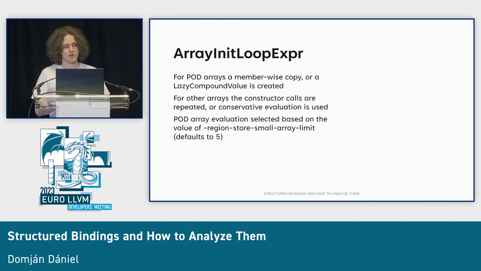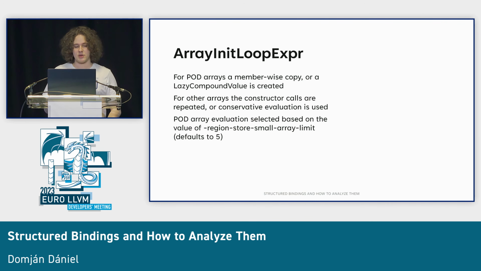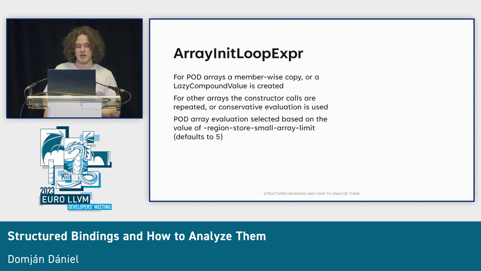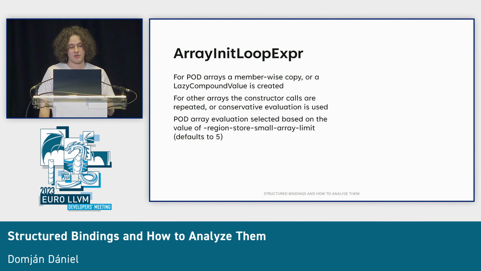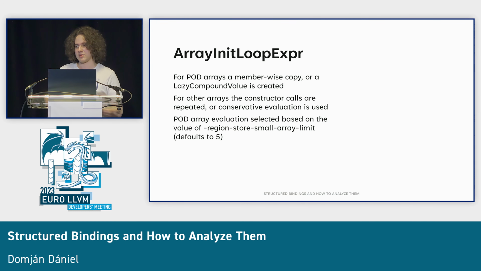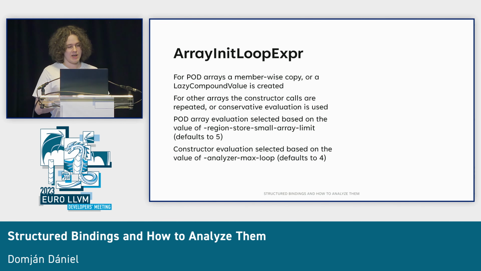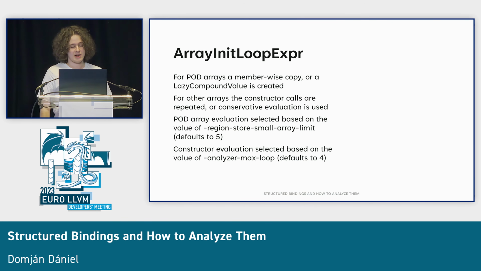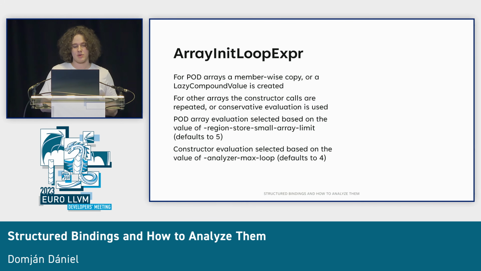Now, basically, for POD arrays, the method that's being used is selected based on the region store small array limit analyzer option, which defaults to 5. So it means that if the array has more than 5 elements, then we are going to create a lazy compound value, otherwise a member-wise copy. And for non-POD arrays, the method is decided based on the analyzer max loop option, which is basically an option that prevents the analyzer from evaluating the same statement multiple times.